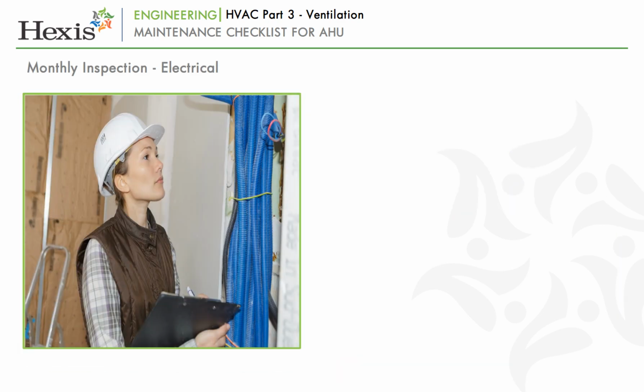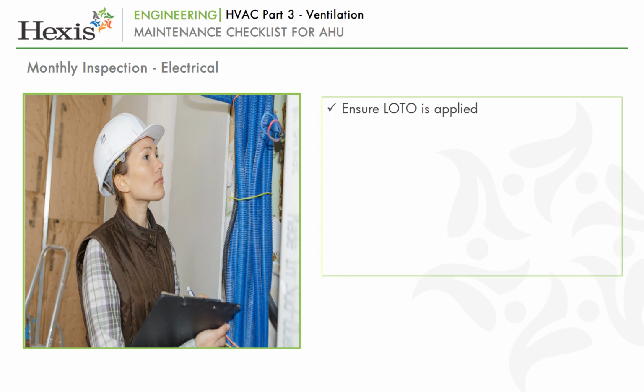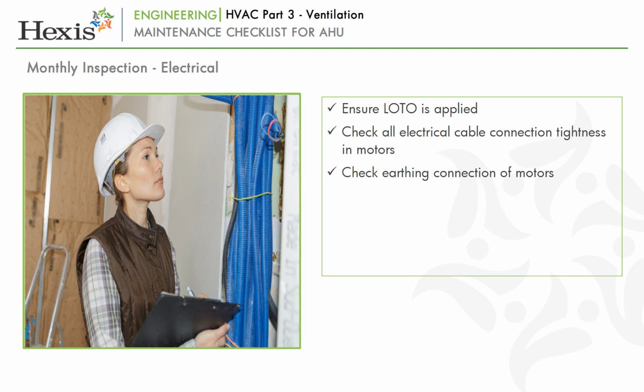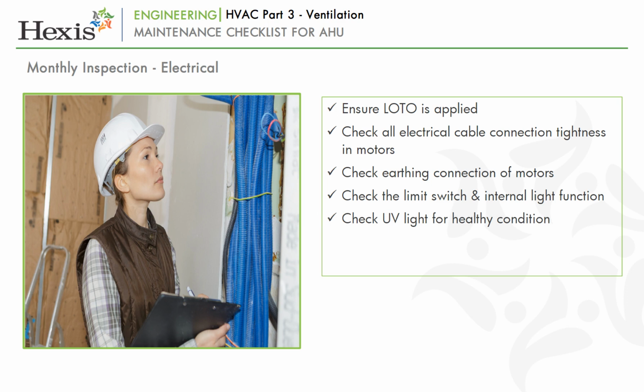Some electrical and mechanical inspection of equipment should be done on a monthly basis. Let's begin with the electrical inspection checklist. Ensure LOTO is applied. Check all electrical cable connection tightness in motors. Check earthing connection of motors. Check the limit switch and internal light function. Check UV light for healthy condition. Check fire damper controller. Clean electrical panel with blower.